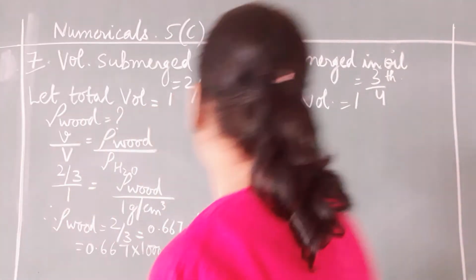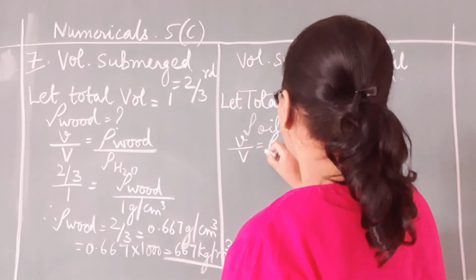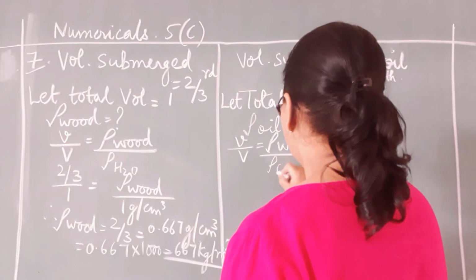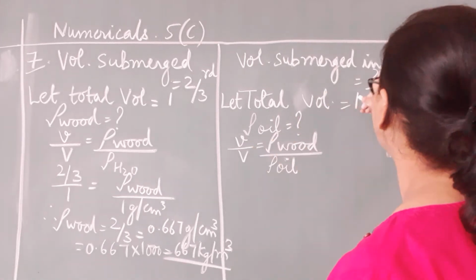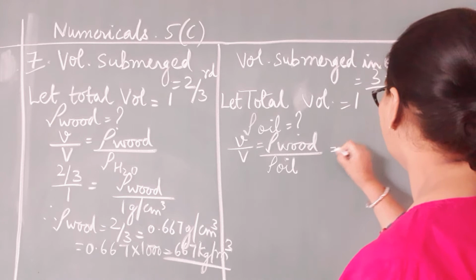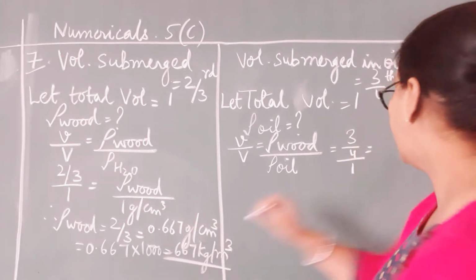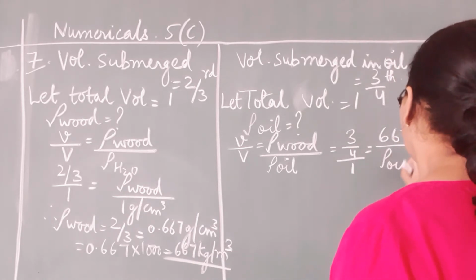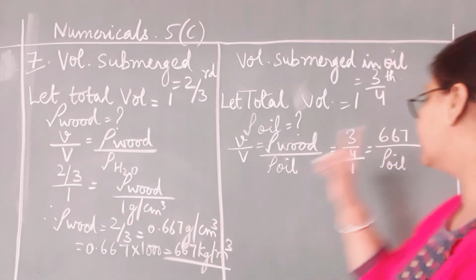What am I going to do children? Again I am going to use the same formula. Volume submerged upon total volume is density of wood upon density of oil. Because in this case the wood is immersed in oil. Let me put the values. Volume immersed is 3/4. So that will be 3/4 upon 1 is equal to density of wood, which I found out, 667 upon the density of oil. Okay children, whatever density of wood I found out, I substituted here.